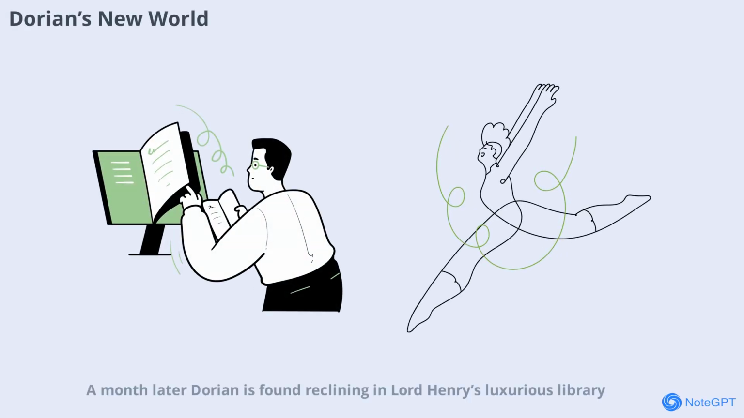A month later, Dorian is found reclining in Lord Henry's luxurious library, surrounded by art and beauty. The room is described in rich detail, reflecting the opulence and sophistication of Lord Henry's lifestyle. Dorian waits impatiently for Lord Henry, feeling sulky and restless. The scene captures the transformation in Dorian's life, as he becomes more immersed in the world of pleasure and aesthetics.